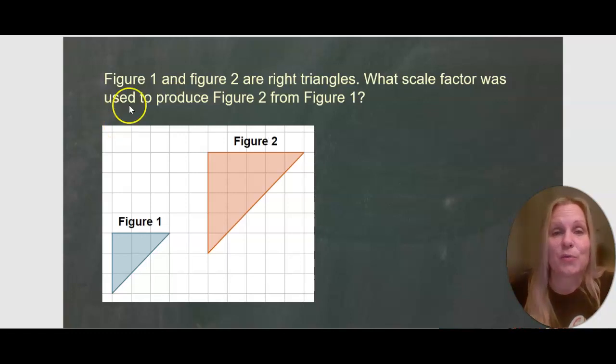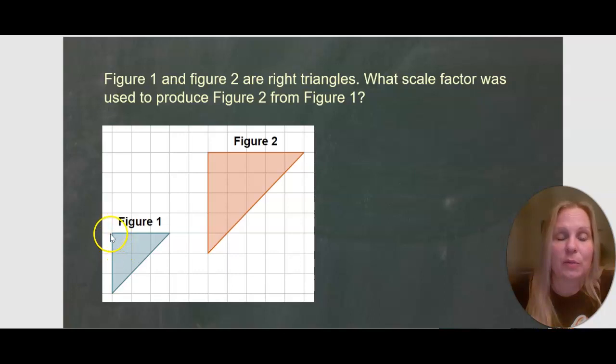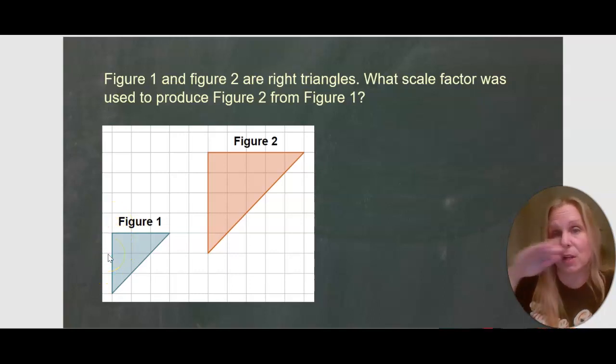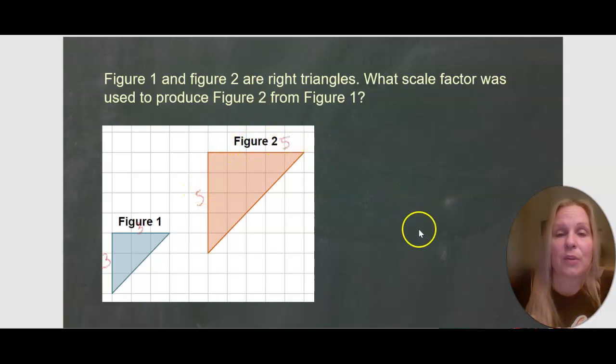All right, so figure 1 and figure 2 are right triangles. What scale factor was used to produce figure 2 from figure 1? So let's look at some lengths here. For figure 1, the vertical and horizontal sides are the easiest ones to measure because they're on the grid. So this has a base of 3 and a height of 3. And this one, 1, 2, 3, 4, 5, and 5.